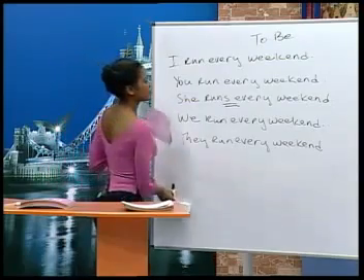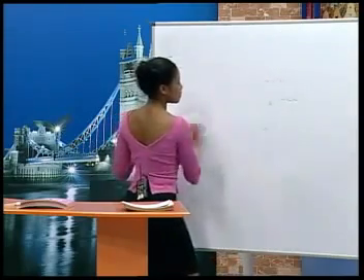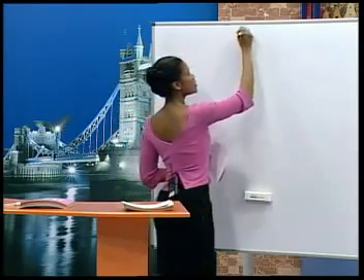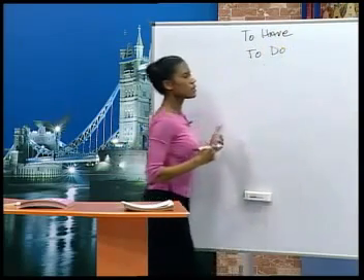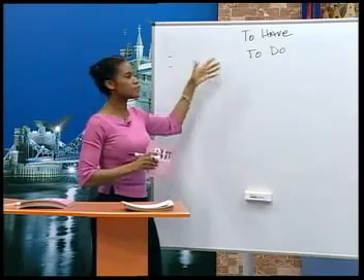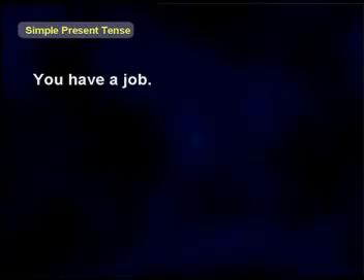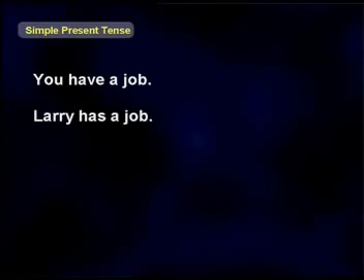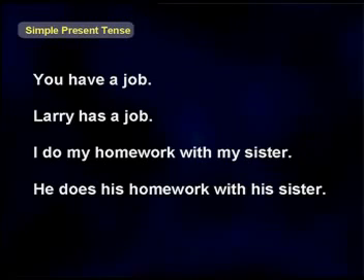Other examples are the verbs to have and to do. Okay, we want to look at to have and to do. These verbs, for example, follow a different or irregular pattern. Let's look at some examples. You have a job. Larry has a job. Okay, I do my homework with my sister, but he does his homework with his sister.